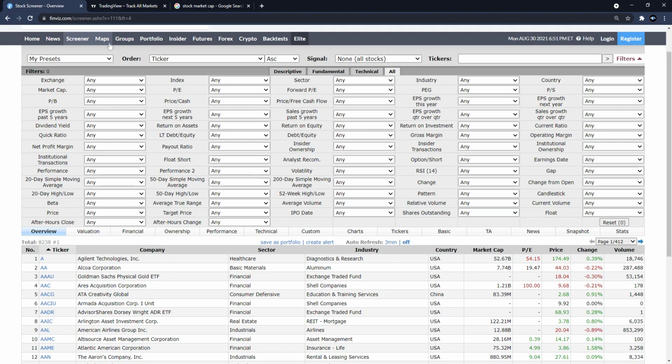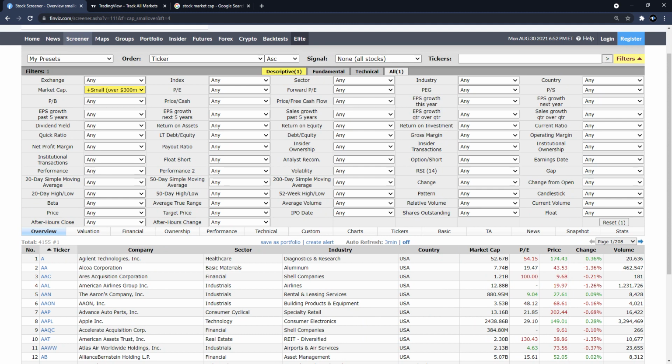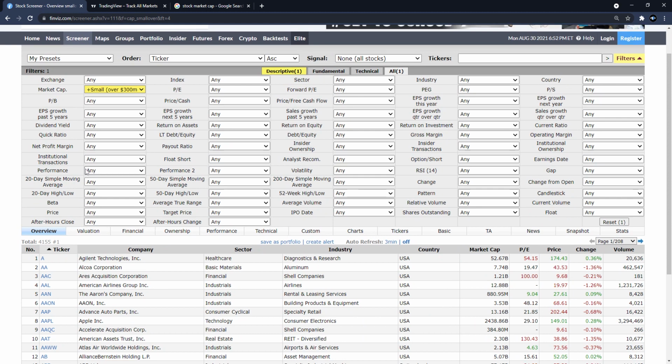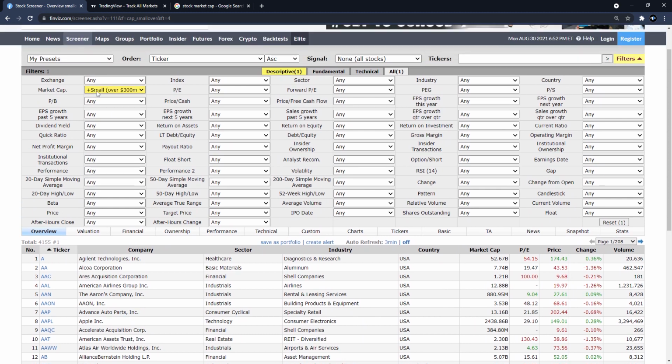What we want to look for in the market cap is for it to be small plus, or over 300 million. As you can see right now, we have 4,155 stocks. In this column we don't want to fill in anything else. We skip the second one, we don't need to fill in anything there, so we go to the third one.